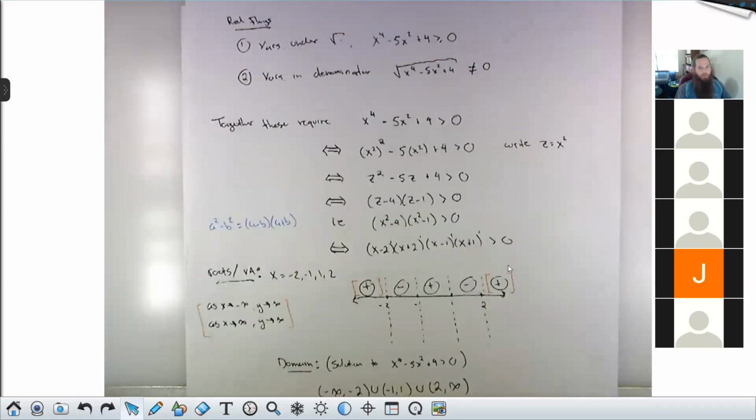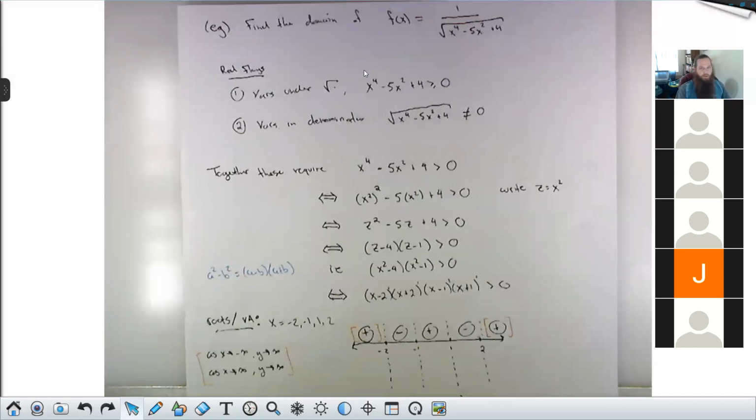Another way to think of it is, if you plug any of those numbers into this function, 1, -1, 2, -2, downstairs here, you'll get 0. And I can't have 0 in the downstairs of a fraction. So it comes back to how these two connect together to give me this inequality. Good questions.